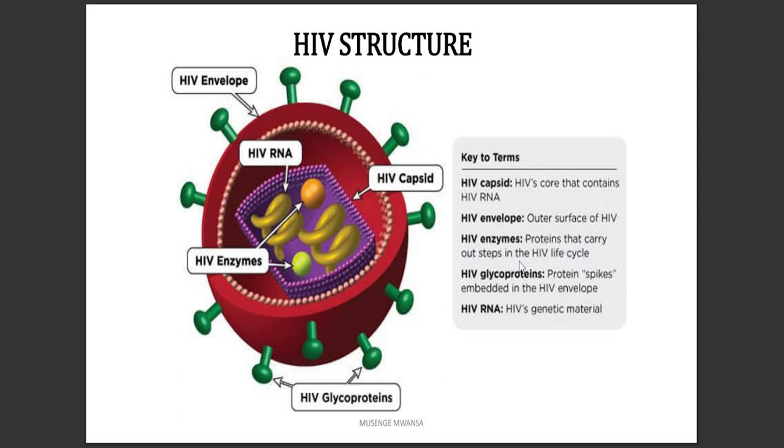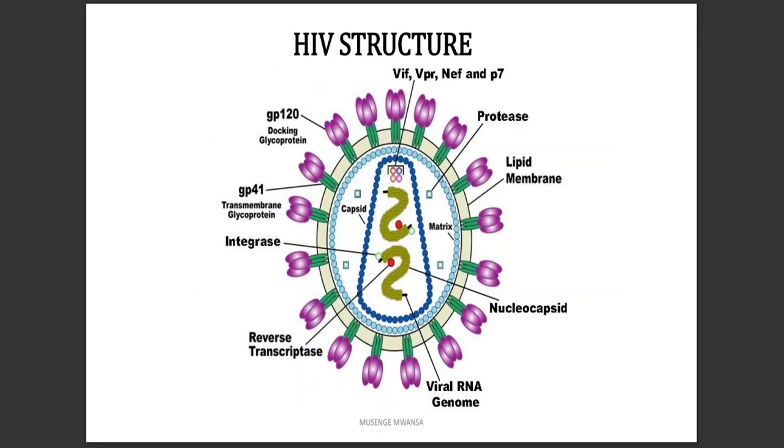These processes are going to make sure that they carry out steps in the HIV life cycle. And then we have got HIV glycoproteins, which are basically protein spikes. These are the ones which are able to see outside here, which are embedded in the HIV's envelope. And then we have got the HIV RNA, which is the genetic material of the HIV. So again, this is the structure. Now it is just a bit more in detail.